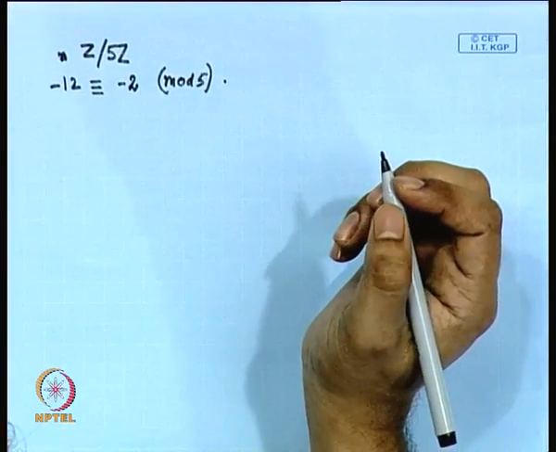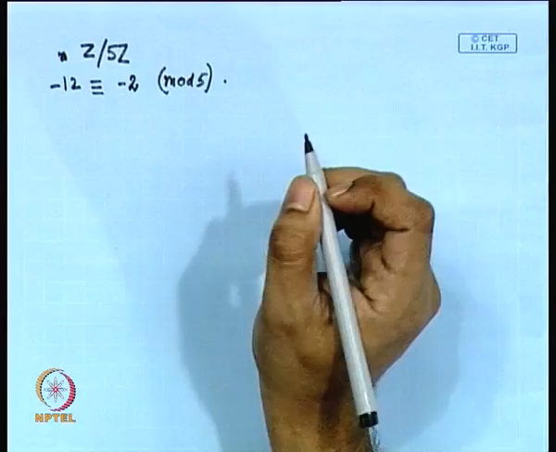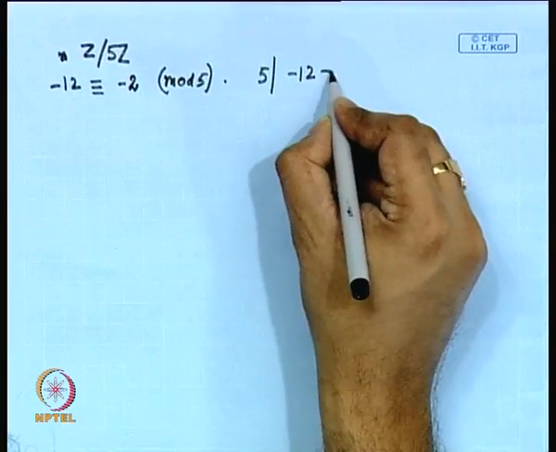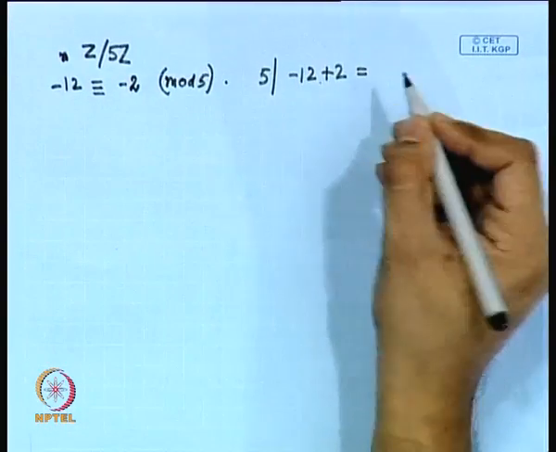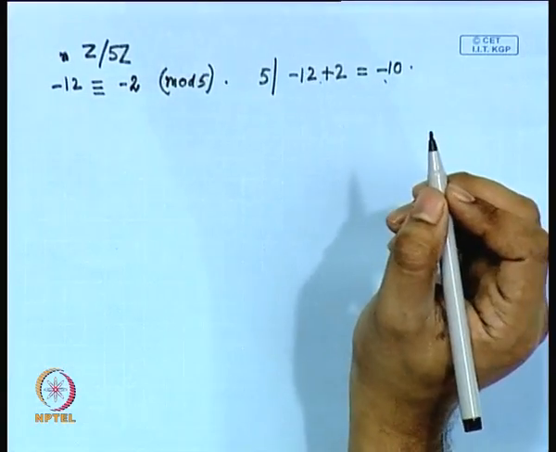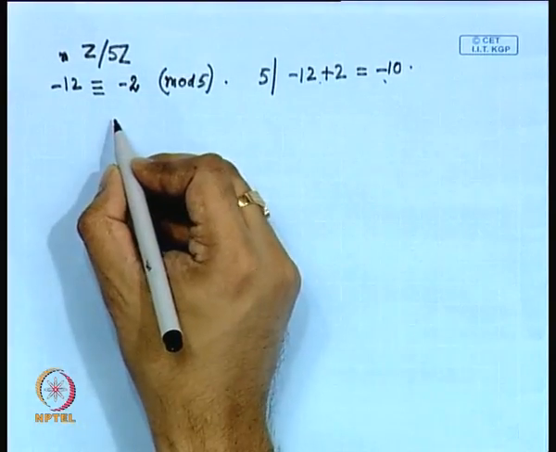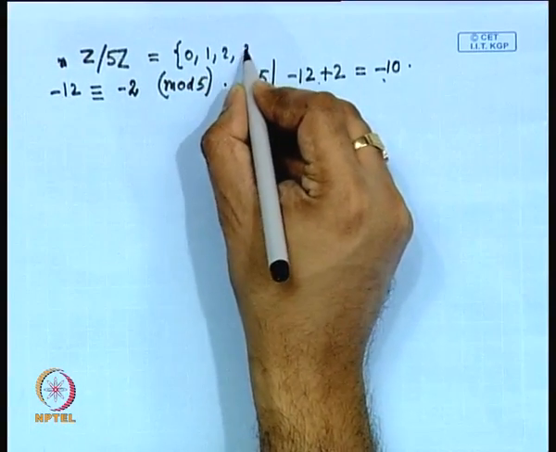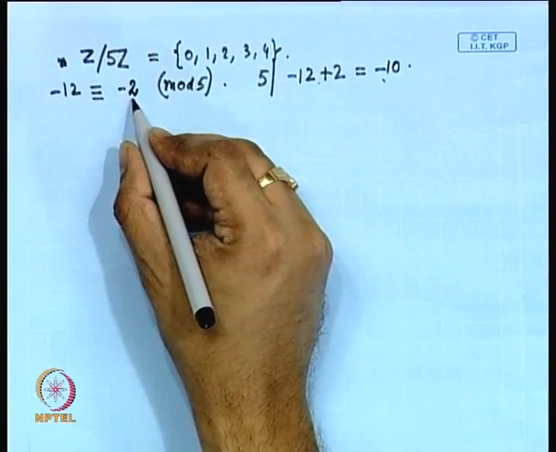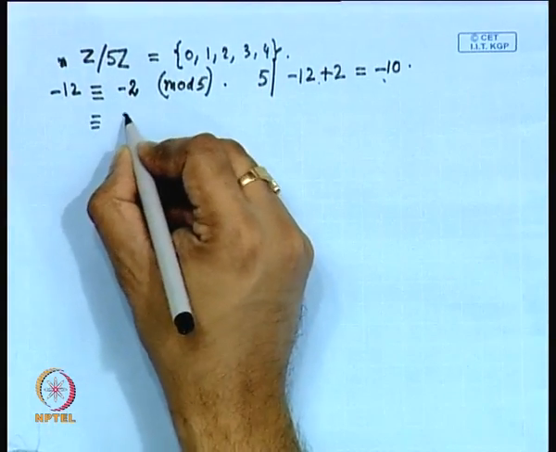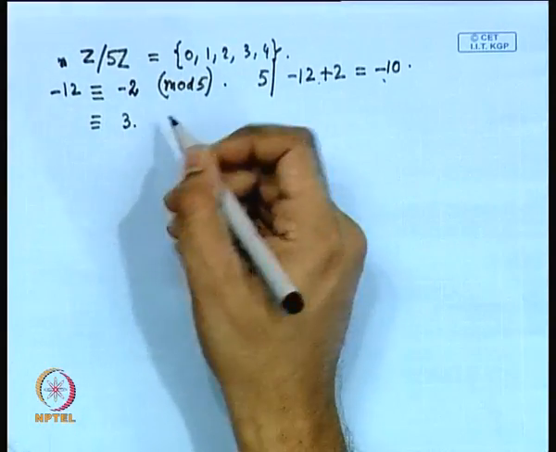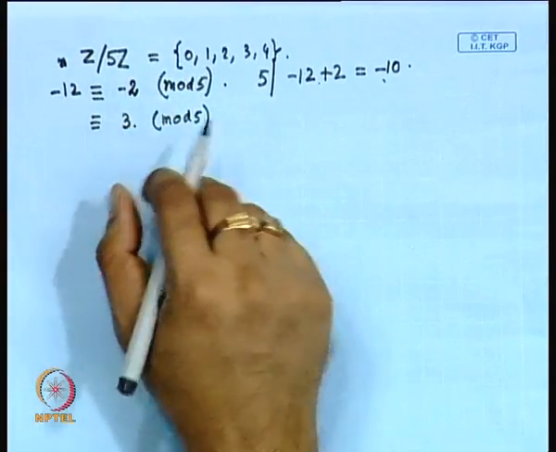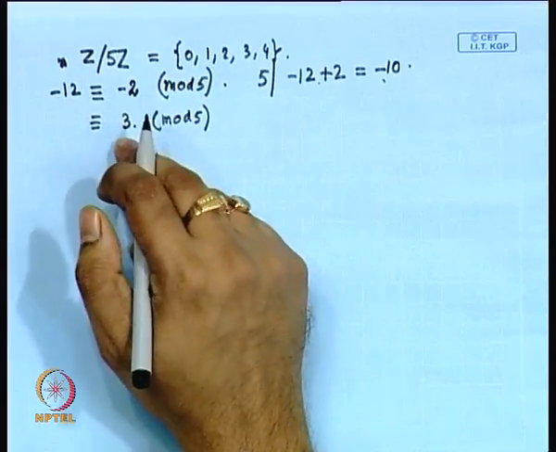Is it correct? Yes, because 5 will divide minus 12 plus 2, which is nothing but minus 10. So 5 divides minus 10. Now what is minus 2? If you would like to bring it among the numbers 0, 1 till 3, 4, then this particular number minus 2 will be equal to 3. You can verify this, because 5 will again divide minus 2 minus 3. So minus 2 modulo 5 is the same as 3 modulo 5.